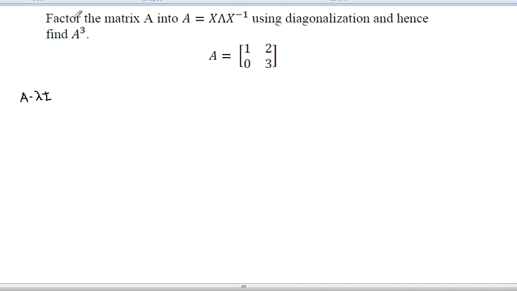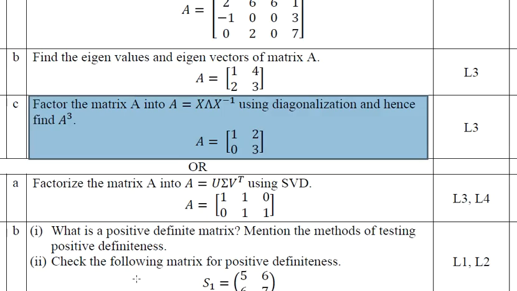Let's solve the question paper problem, that is, factor the matrix A into XΛX inverse using diagonalization, and hence find A³. So let's solve this problem.